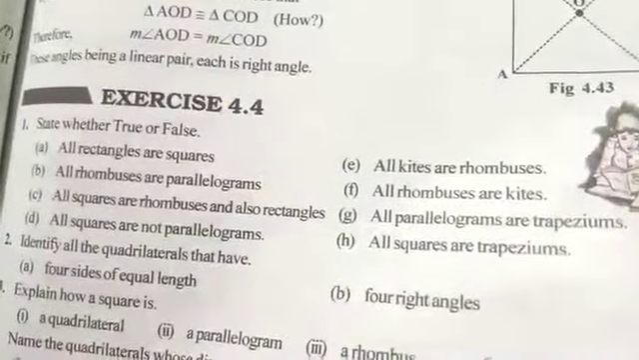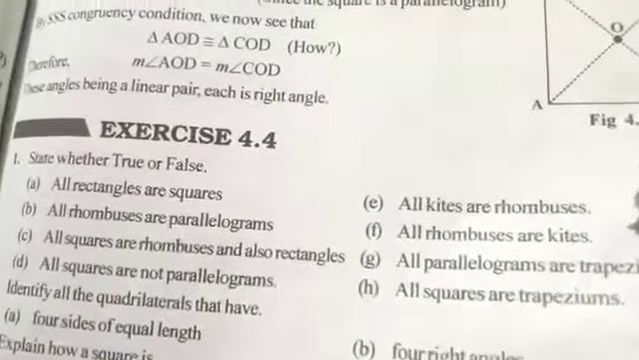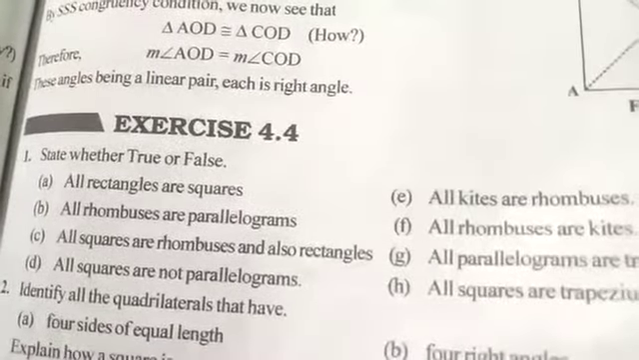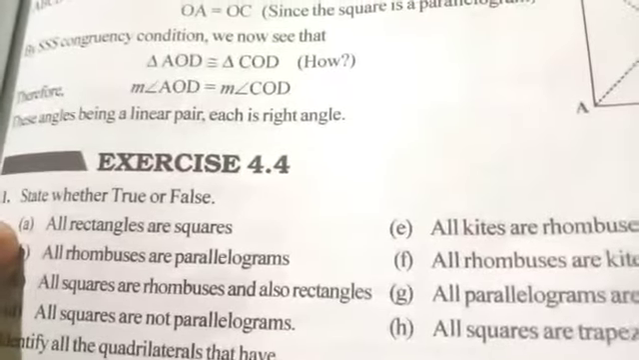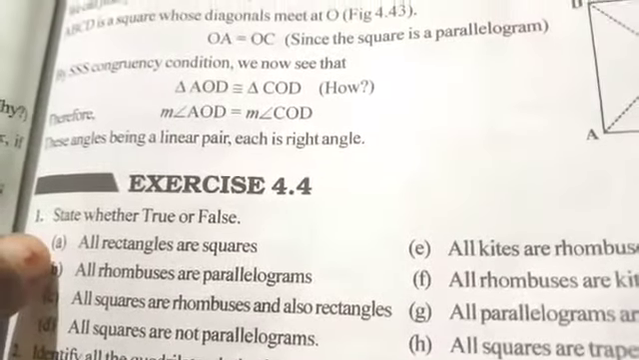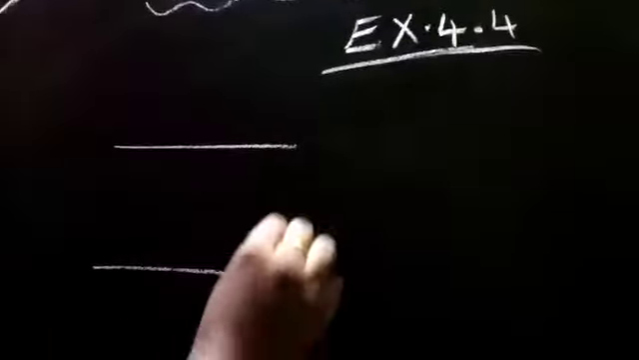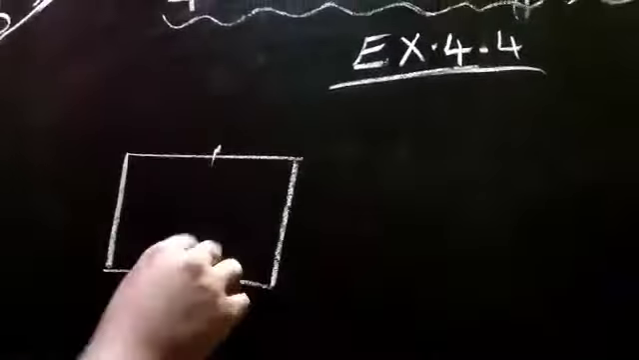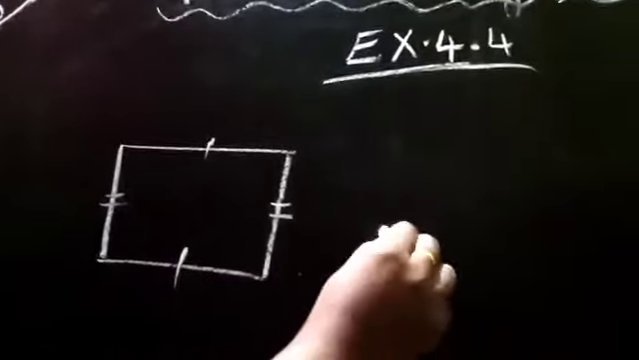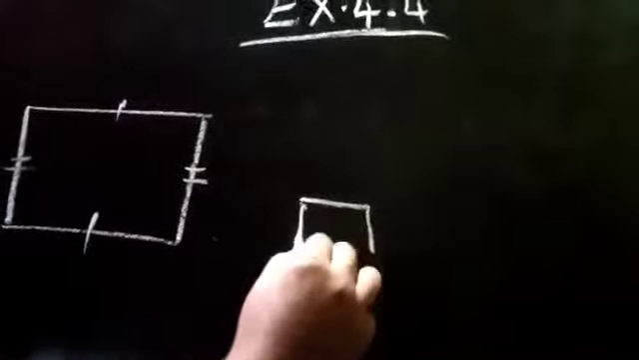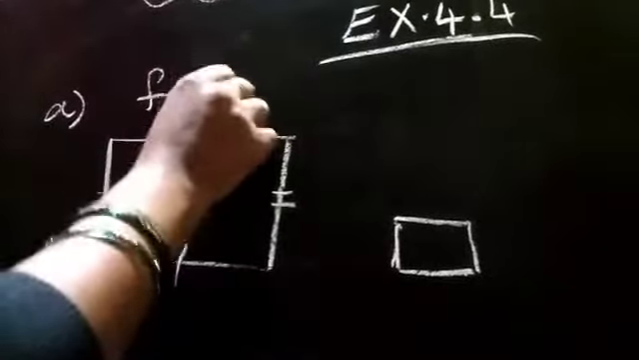Exercise 4.4. The first one is to state whether true or false. First one: a rectangle is a square. It is false, because in a rectangle two opposite sides will be equal. These opposite sides are equal and these opposite sides are equal. In a square all four sides are equal. So this is false. First one is false.